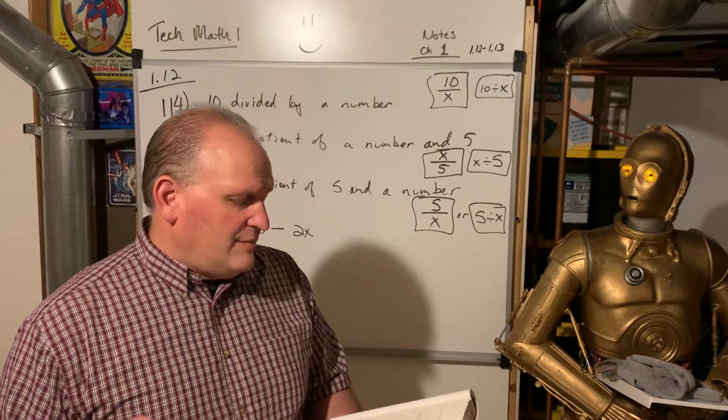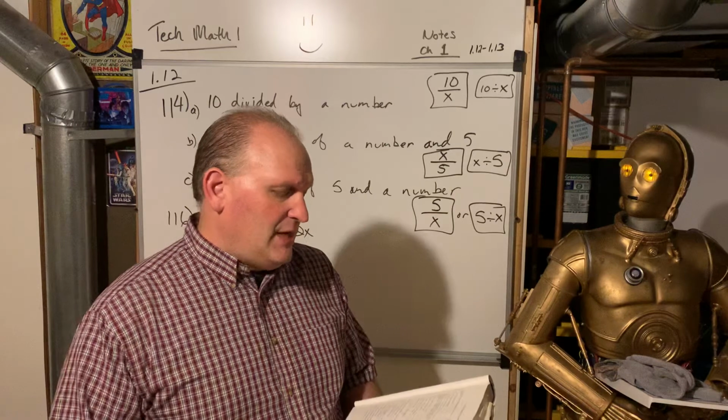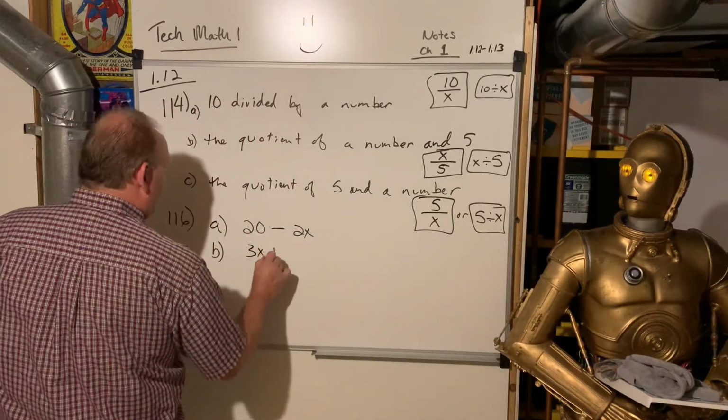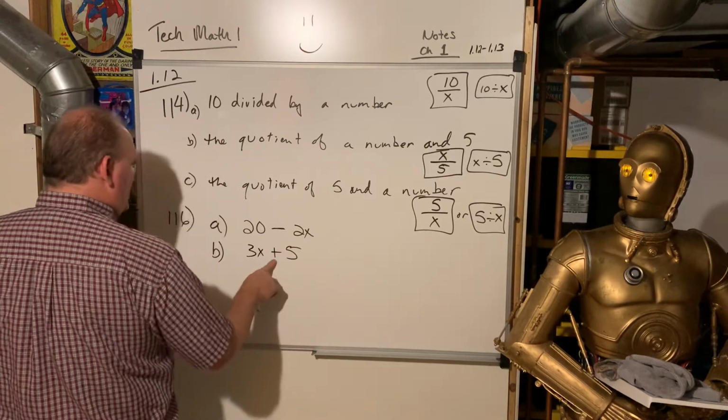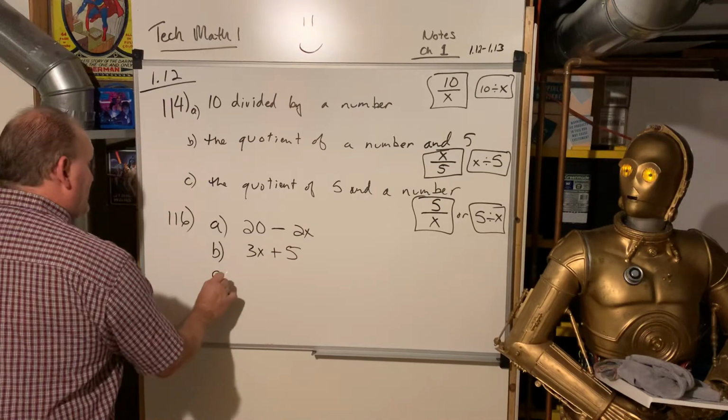Let's see. The sum of triple a number and 5. This is 3x plus 5. Or 5 plus 3x. When it's addition, order doesn't matter. When it is subtraction, order totally matters.